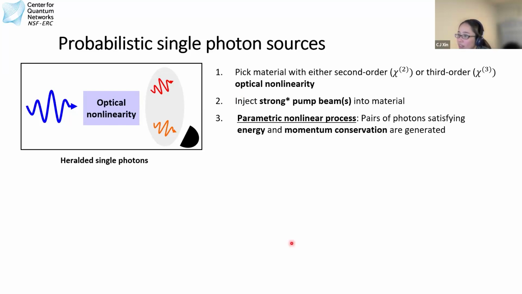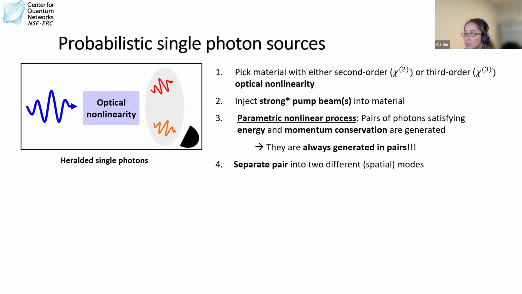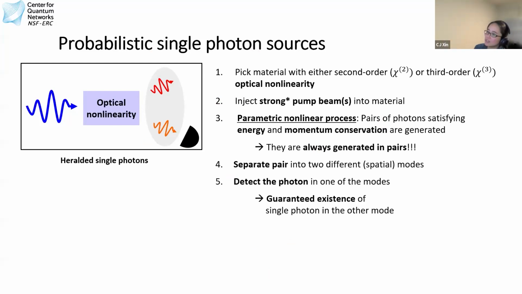And the thing to really note here is that the resultant photons are always generated in pairs. If there's one on one side, there must be one on the other side. So after they're generated, you separate them into two modes. Usually it's spatial modes, because that's easy. Then you pick one of the modes and detect the photon in it. Assuming ideal conditions, with no loss whatsoever, you have now guaranteed the existence of a single photon in the other mode.